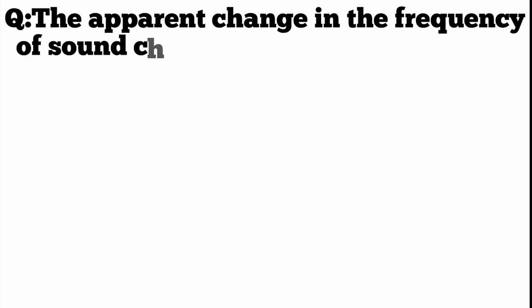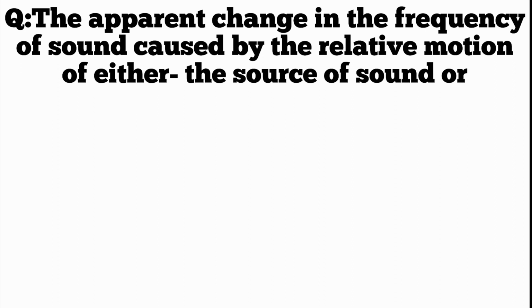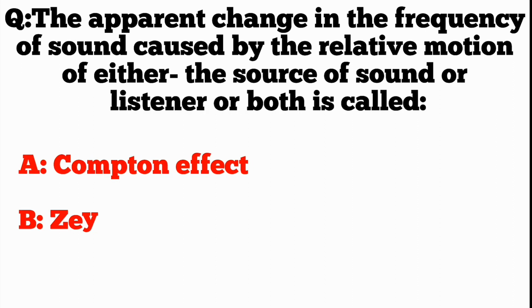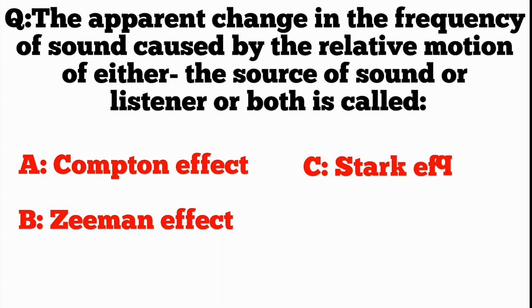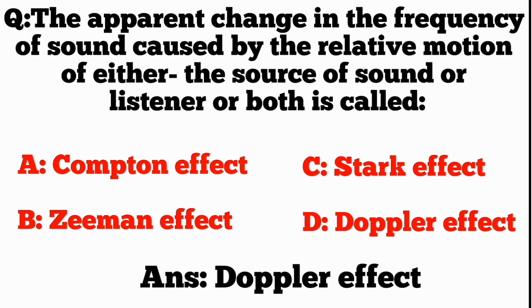Q. The apparent change in the frequency of sound caused by the relative motion of either the source of sound or listener, or both, is called: A. Compton effect. B. Zeeman effect. C. Stark effect. D. Doppler effect. Answer: Doppler effect.